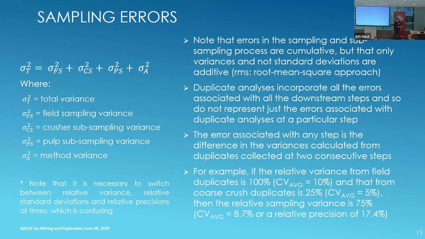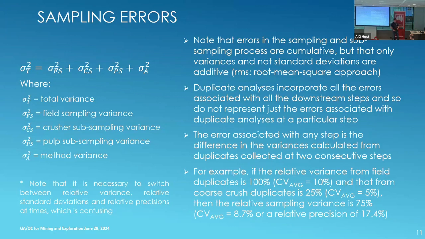So the other thing to remember is if you're calculating these errors and if you're taking a field duplicate versus a crush duplicate versus a pulp duplicate versus a repeated measurement on the machine, in the field duplicate, all those other errors are included. And if you're using CV, because it is a standard deviation over a mean type calculation, you can't just add them together. You have to add them as variances, which is a square of that.